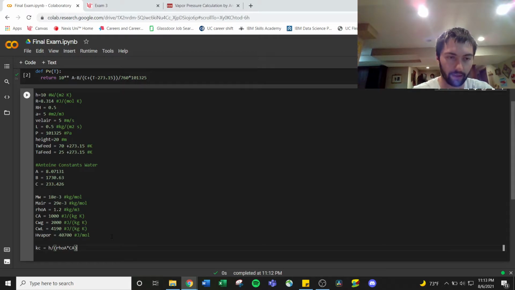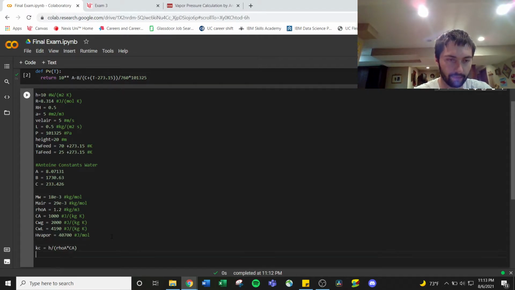So now we have our mass transfer coefficient. Next we can also calculate the molar concentration of water in our air feed. So we'll say YA feed.